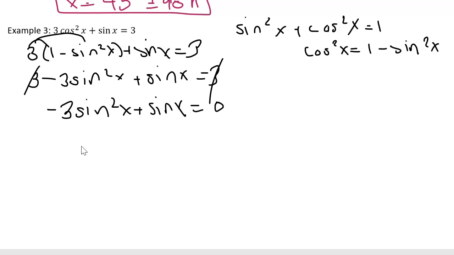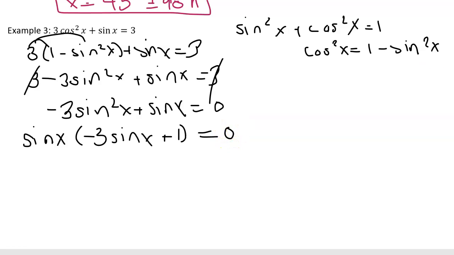So what do these two terms have in common? Negative 3 sine squared x and sine x are both carrying an extra sine x. In the first term, I'm going to be left with negative 3 sine x. For the second term, I'm going to be left with the placeholder 1. And I'm going to use the zero product property to set up two equations to solve for x. My first equation is that sine x is equal to 0. Where on the unit circle is sine 0? Is it at pi halves, pi, 3 pi halves, or 2 pi?